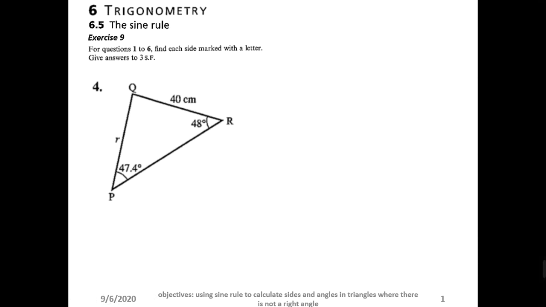Then angle R is equal to 48. R small is actually the side that is opposite to angle R, which is QP. At last, this is angle Q, which is unknown, and we can always find it by adding the 47.4 and the 48 and subtracting the total from 180. And RP actually represents Q small.